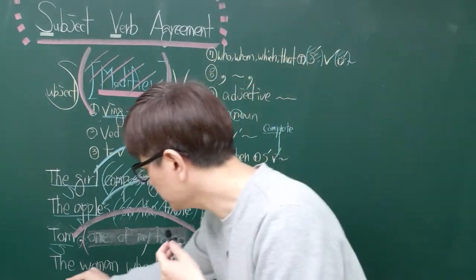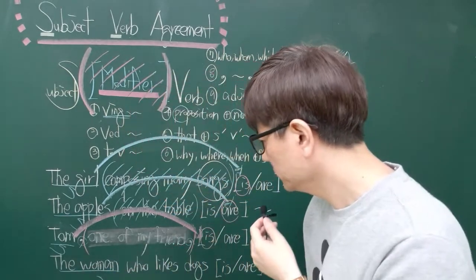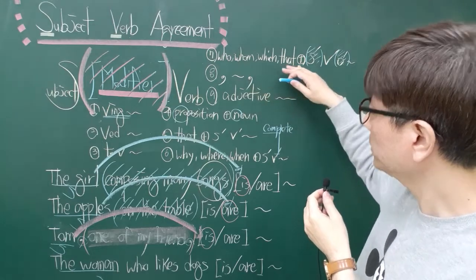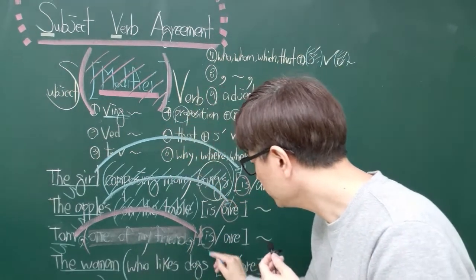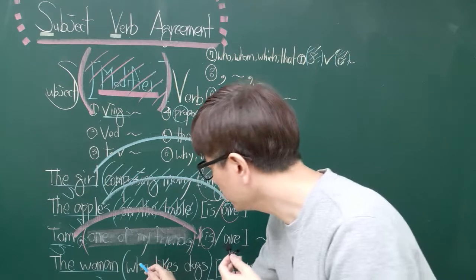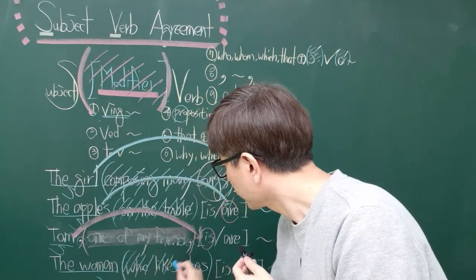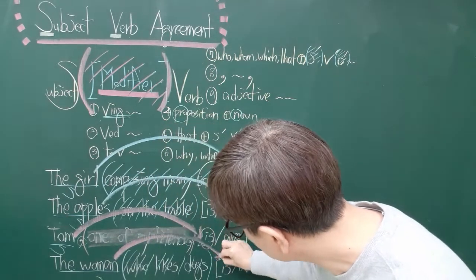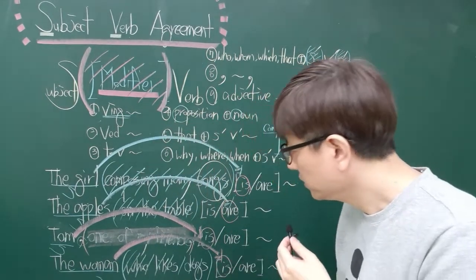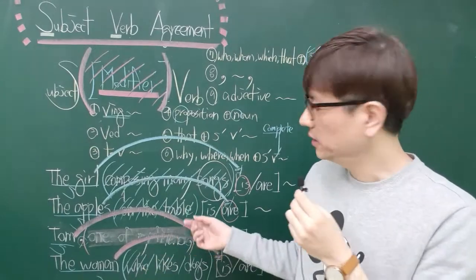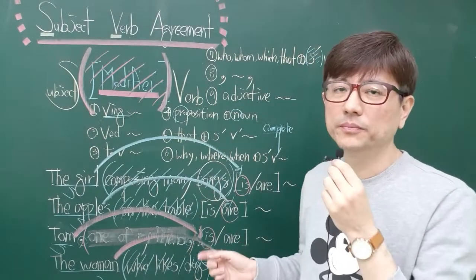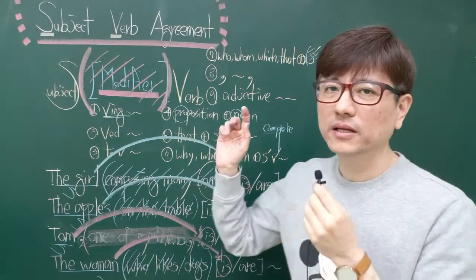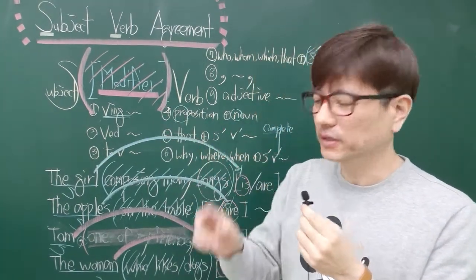The woman is the subject. Who likes dogs is just a relative pronoun clause, so we have to get rid of it as the modifier. Then the woman is. Like this, you can find out the correct form of the verb really easily. Do you know what I mean? Okay. Then let's move on to the second key point of the class.